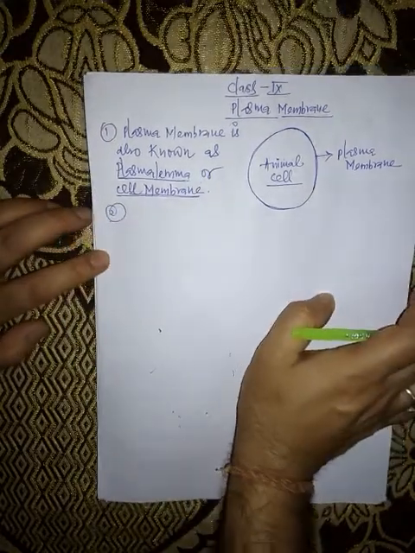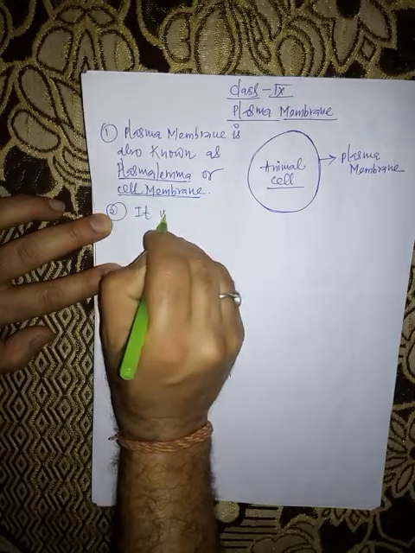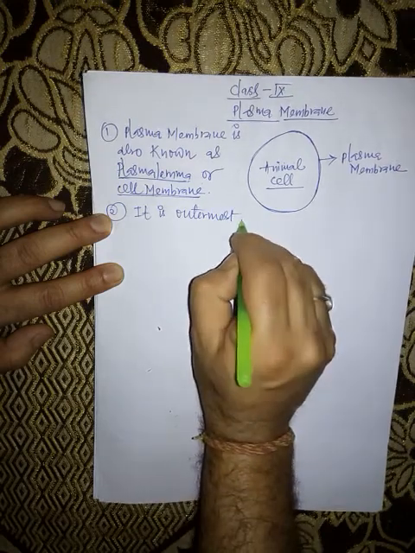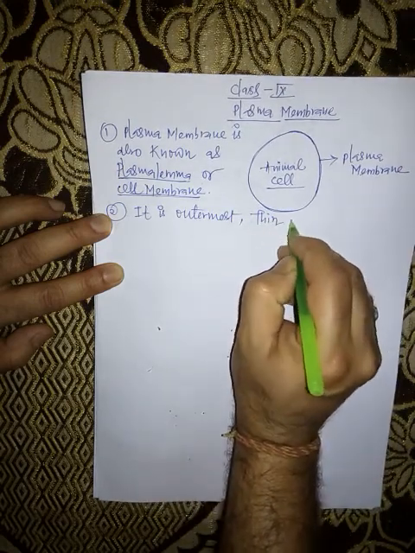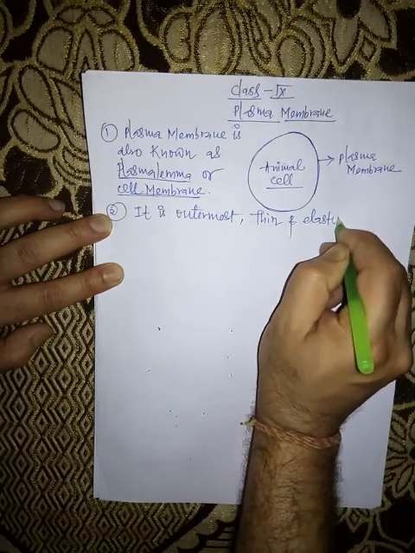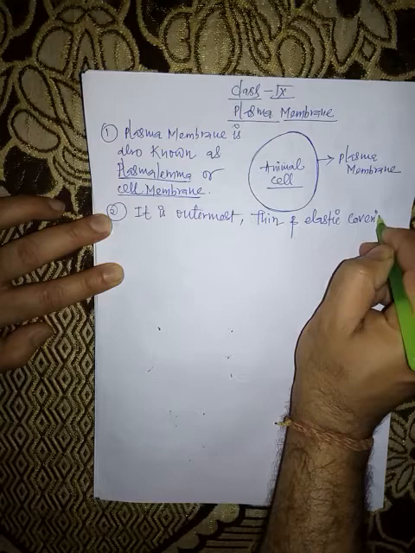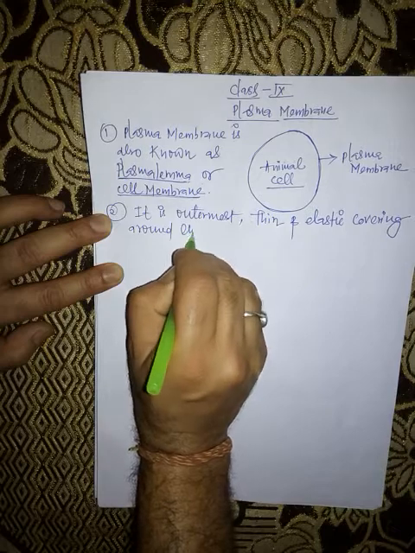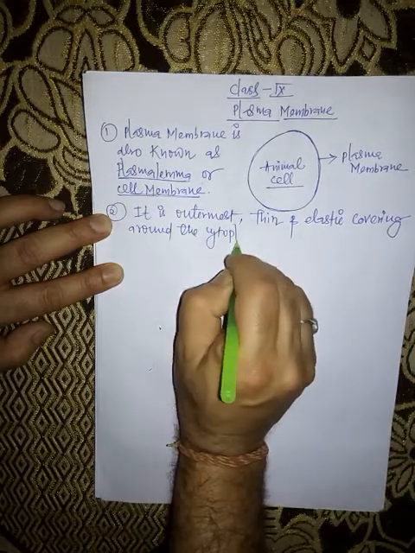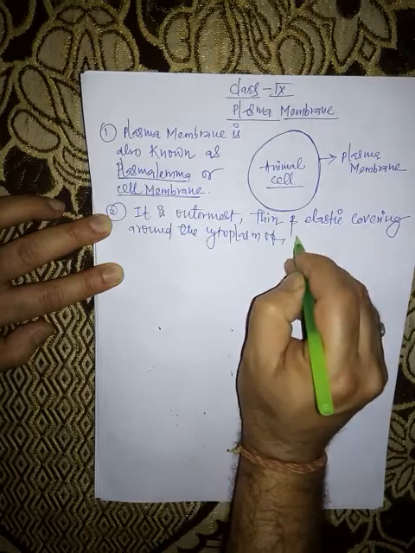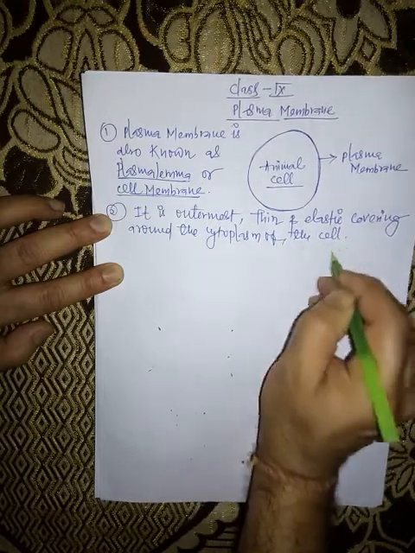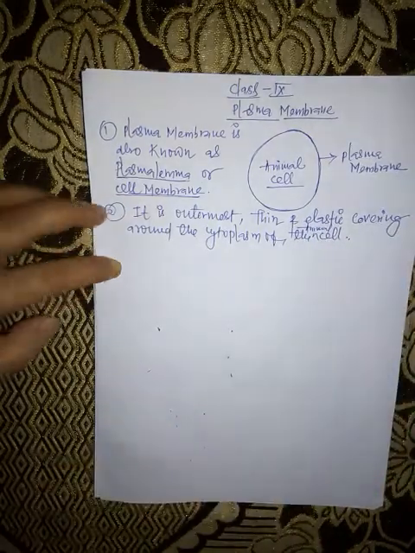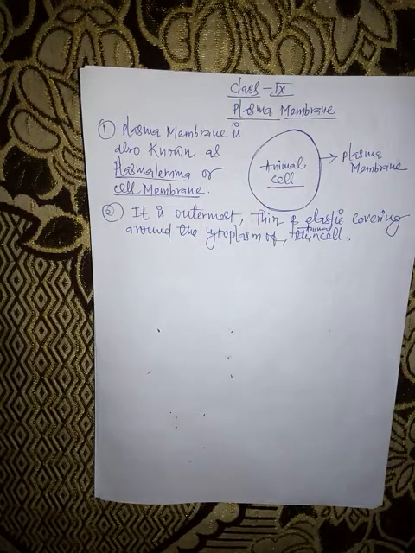Number 2 point, it is the outermost thin and elastic covering around the cytoplasm of the animal cell. So it is very thin and elastic.